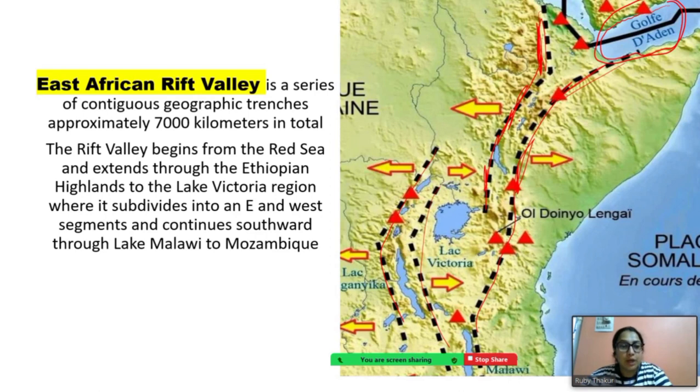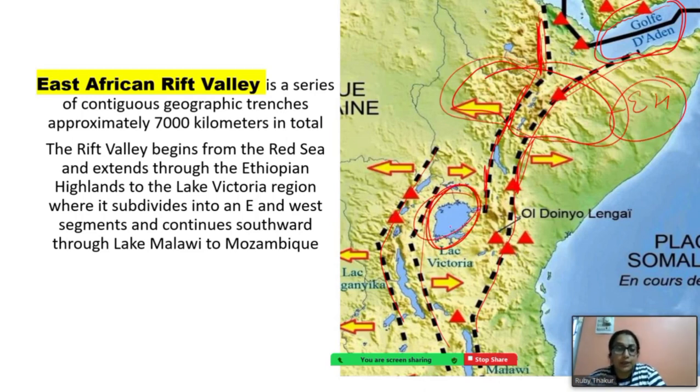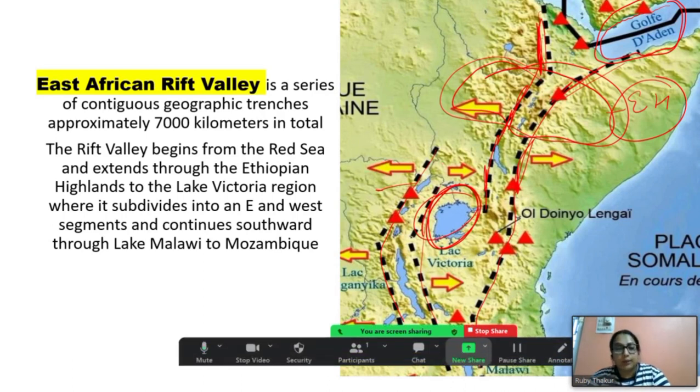Okay, when we move downwards, we will come across our Ethiopian highlands. And this is our Lake Victoria. From Lake Victoria it will divide into two parts, that is the west part and the east part. Then it will come downside and here it will come to Lake Malawi, and downwards we will have Mozambique. So the point is, the Eastern African Rift Valley is a series of contiguous geographic trenches.